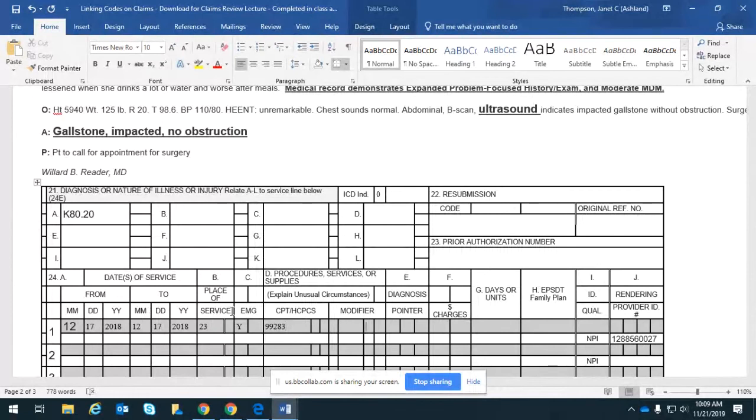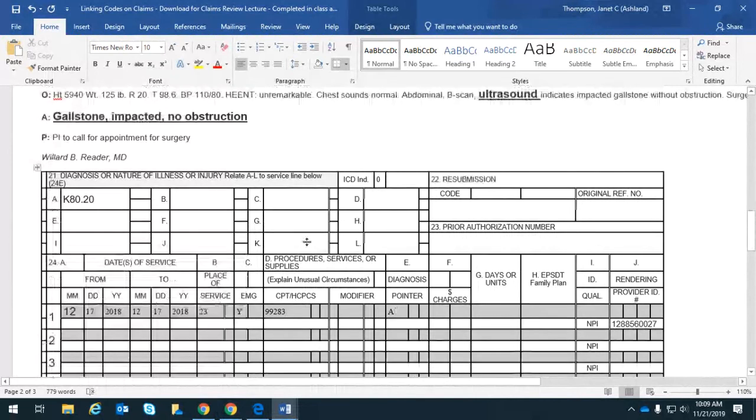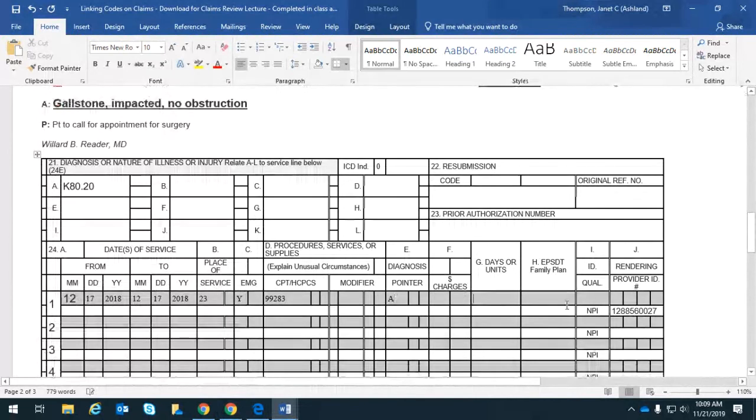I will make an exercise where we do that. I'll probably do that as a part of our survey review. And the diagnosis pointer is going to go to letter A. So procedures can be tied to different diagnoses on a claim. That can totally happen. And then days or units, I'm going to put in 1.